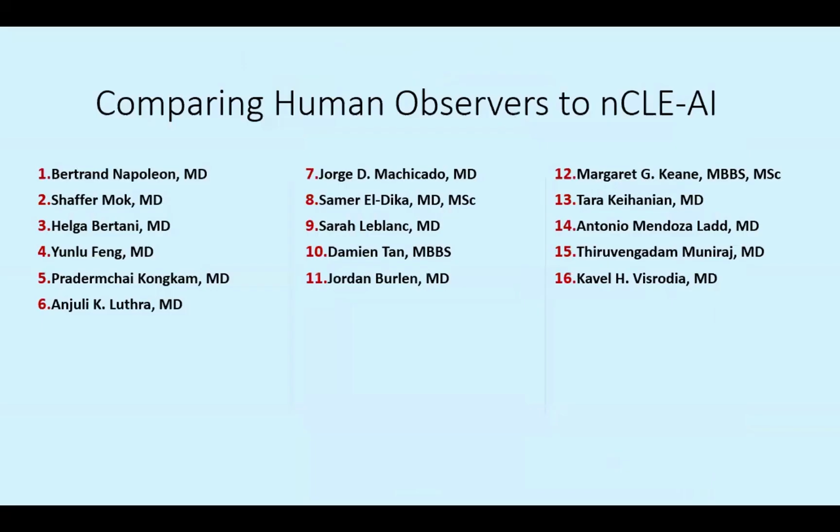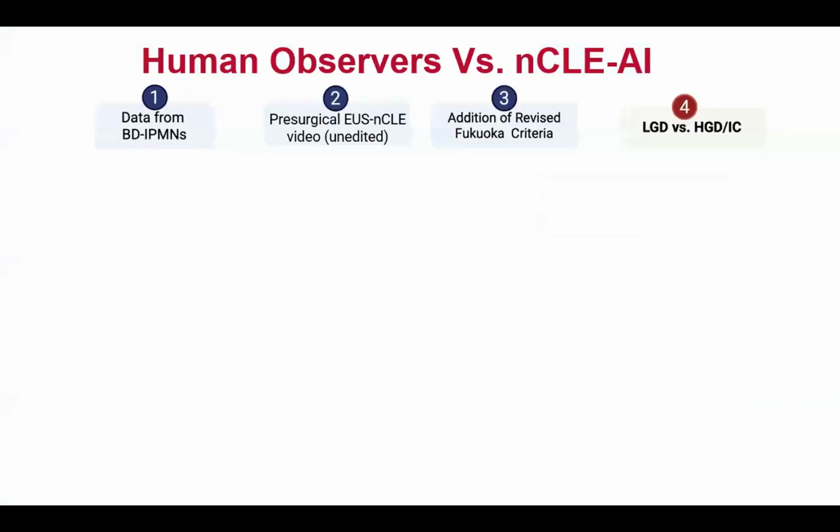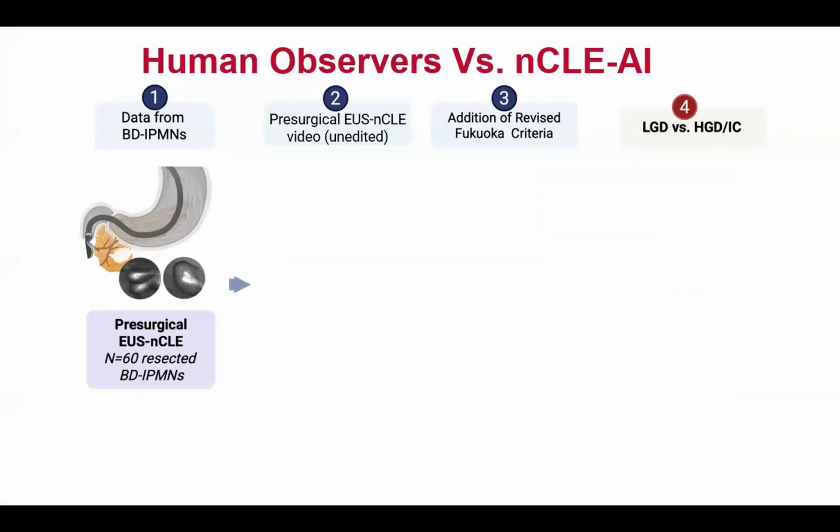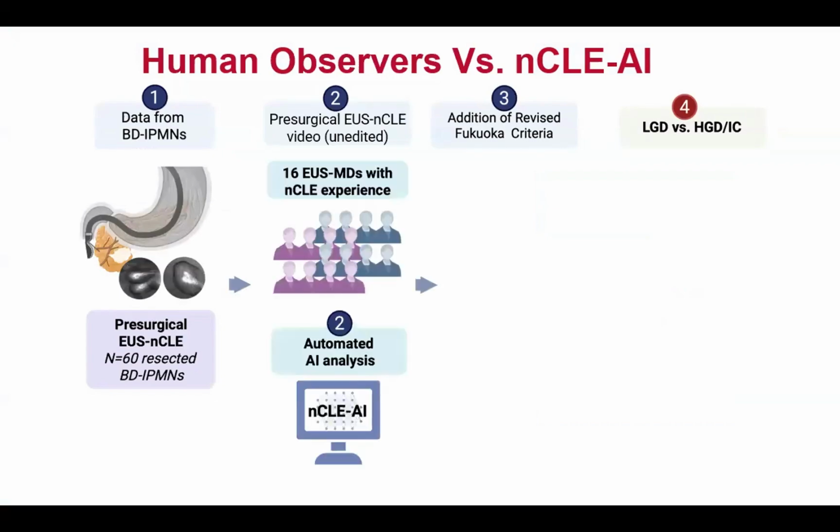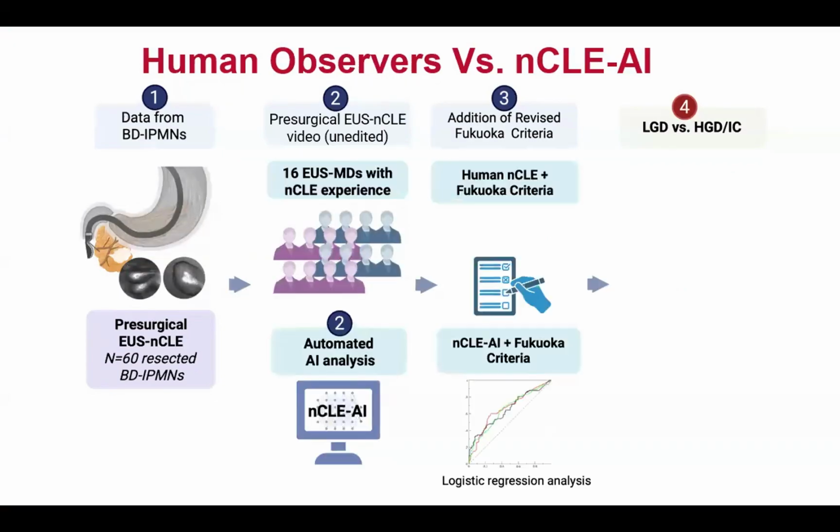So here we had about 16 observers across the world. We provided the observers about 60 endomicroscopy videos. We compared that to the performance of AI. And later we provided both humans and AI all the Fukuoka variables, and we got a final classification, pitching the battle between humans and AI.